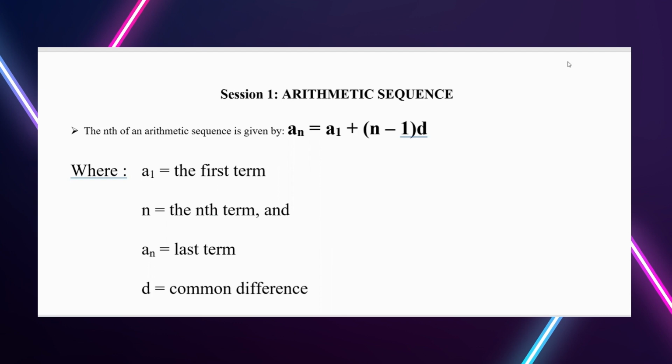A sequence in which any term is obtained by adding a constant to the preceding term is called an arithmetic sequence. Ibig sabihin, ang arithmetic sequence ay mayroong common difference na kung saan ito ay idinadagdag sa preceding term to get the next term.